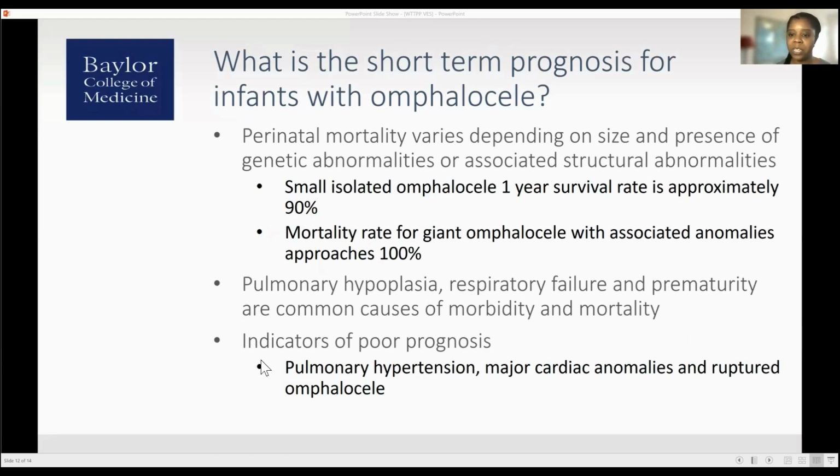And so indicators for poor prognosis outside of associated anomalies and giant omphalocele are pulmonary hypoplasia, pulmonary hypertension leading to respiratory failure, prematurity, cardiac anomalies, and ruptured omphalocele. And in the case of ruptured omphalocele, one of the biggest concerns and one of the biggest causes of morbidity and mortality is related to sepsis, which can result in a mortality rate greater than 50%.